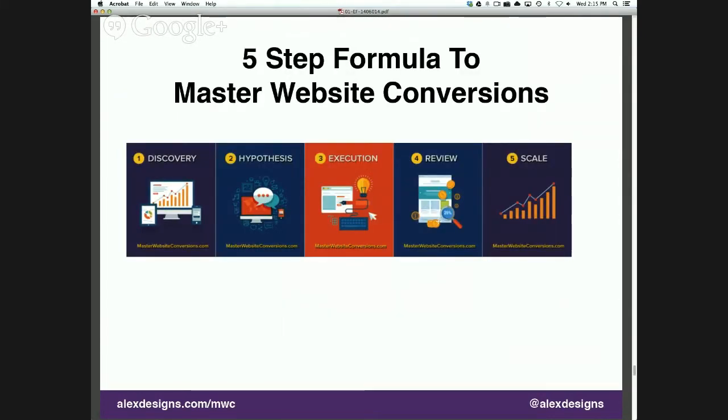So that's my 5-step formula to master website conversions. It's the discovery process, learning from that and creating a hypothesis, then anticipating what your experiments are going to be and implementing those in the execution and creation process, and then reviewing those wins and then taking the wins or losses and applying that to the rest of your marketing campaigns and your website in the scale process.